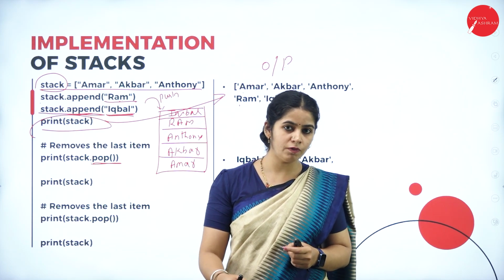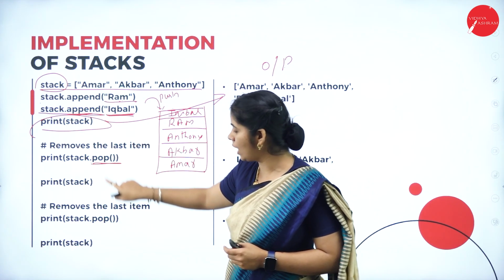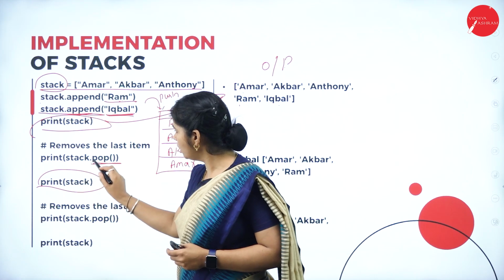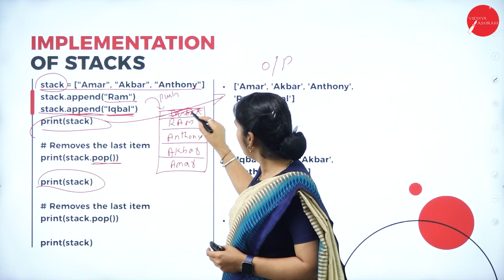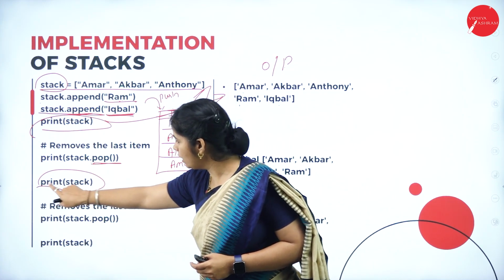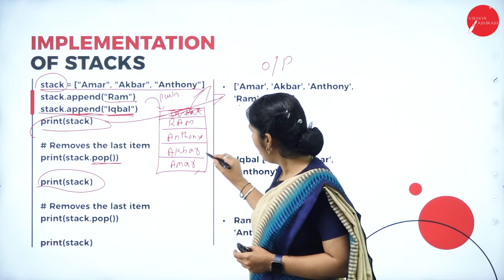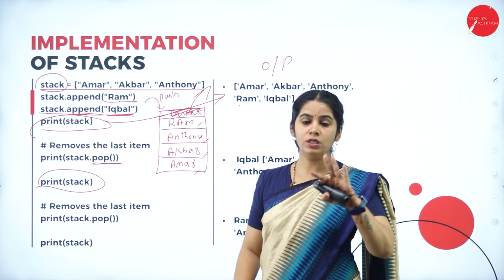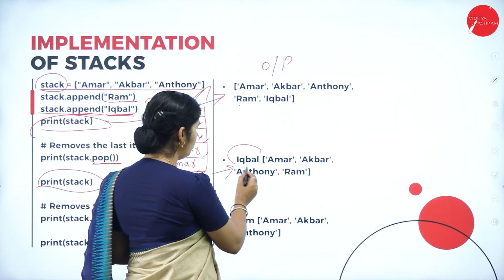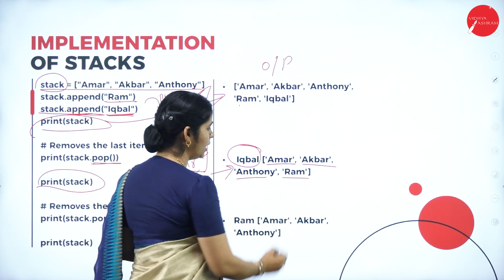So what is the concept of the stack? Last element has to be removed first. So we are not giving any index value here. For the first print stack, after this pop function, Iqbal will be popped out. This print statement, print stack, will give you what all the elements? Amar, Akbar, Anthony and Ram. These 4 elements will be present. So Iqbal is removed out of the list, and within the list we have Amar, Akbar, Anthony and Ram.